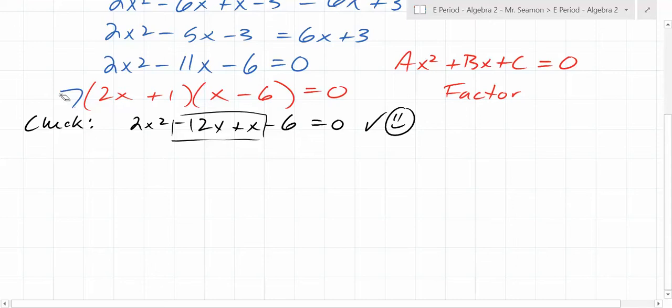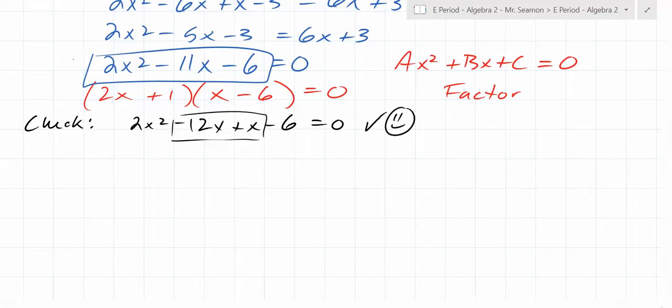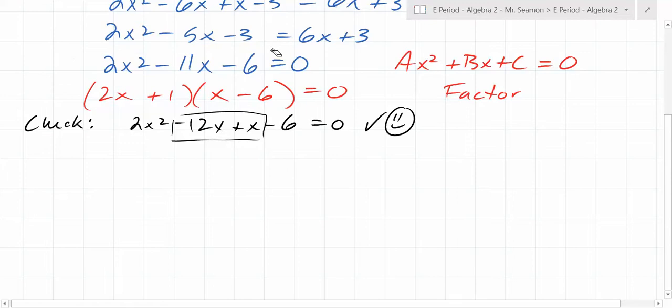Like when you look at something to factor, you always look at this and say, is there anything I can just pull out of all three terms? Is there anything you can pull out of 2, 11, and 6? No. So you don't factor anything out. You just go straight to factoring. Yep. So now what do we know?